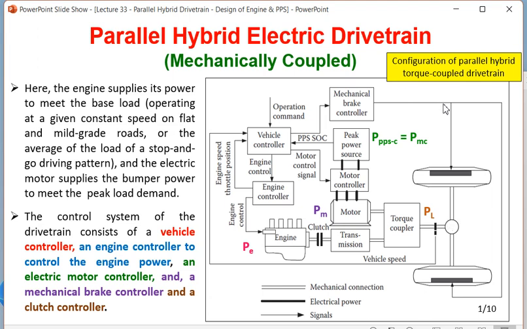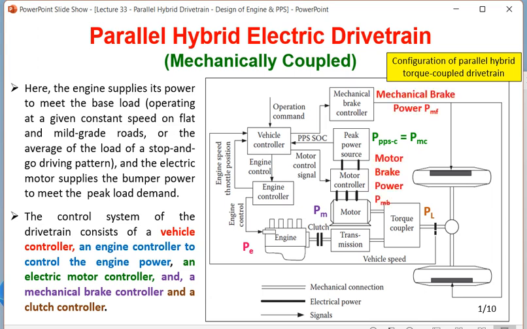And PM is actually produced from PPS or PMC. PPS is nothing but the secondary source that is having some efficiency, 90%. So if you multiply PPS with eta M, we are going to get PM. So PM, PE, PL, PPS, all these are generally related to the traction power.